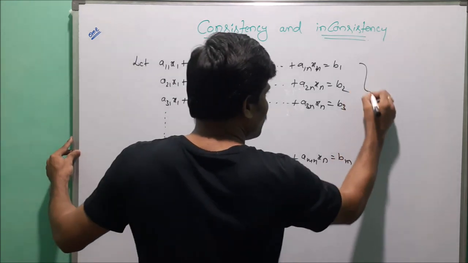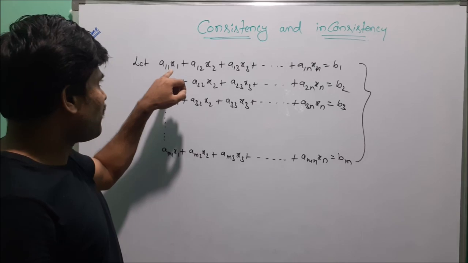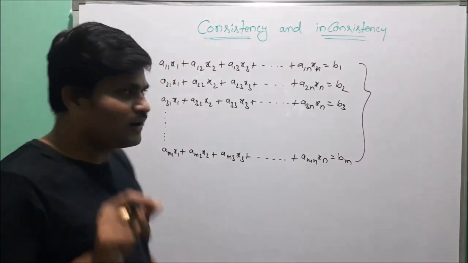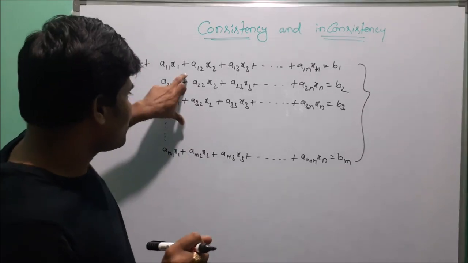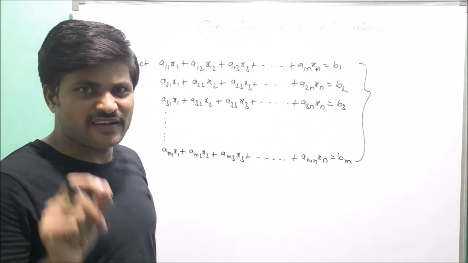Now this is one linear system. Here linear system means the power of each variable equals 1. Now that system is called linear system. Here we take m equations with n variables. This is called one linear system.